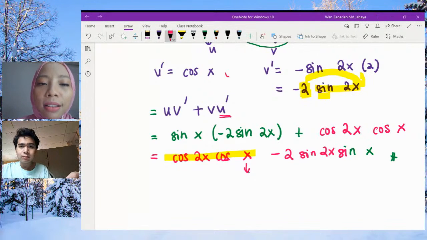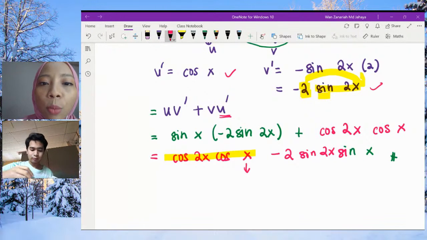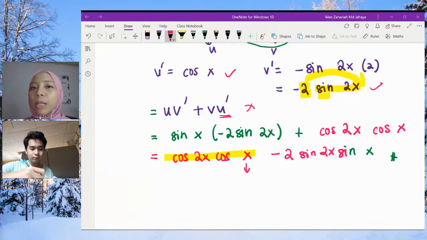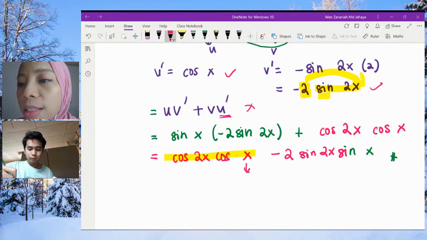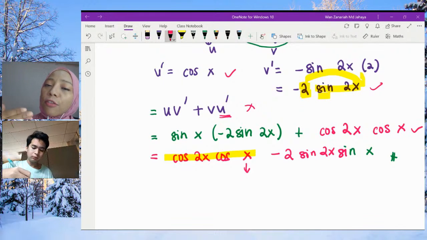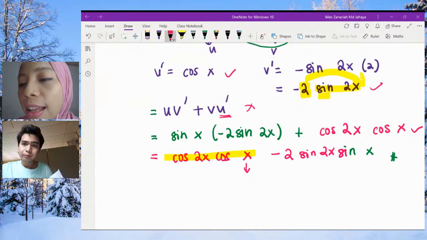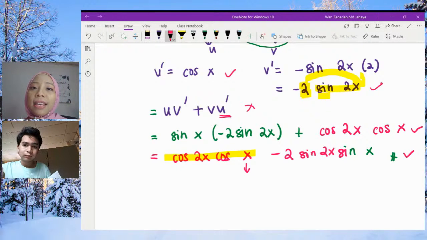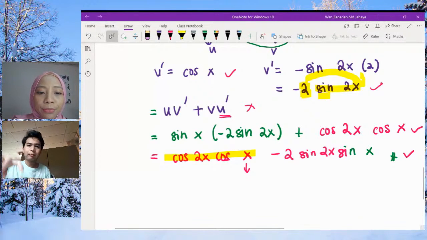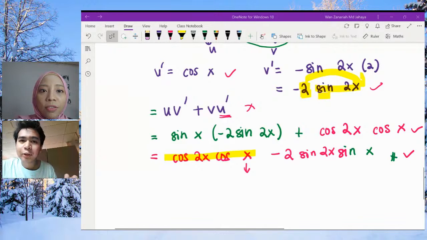Ini satu markah differentiate U. Ini satu markah differentiate V. Using the formula ini tak ada markah. Tulis formula tak ada markah. But then you masukkan right equation into the right formula, 1 mark. And then the last part is simplify. Simplify your final answer. So total would be 4 to 5 marks. Clear? Okay, clear, madam. Everyone's clear.